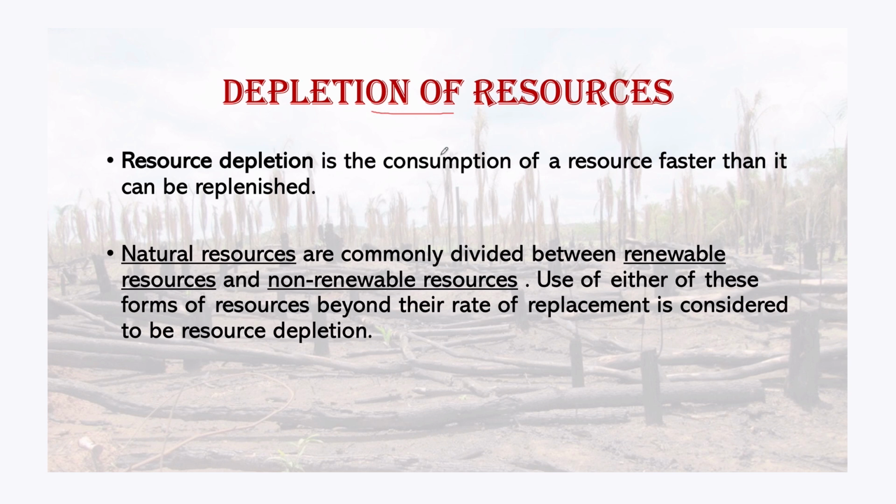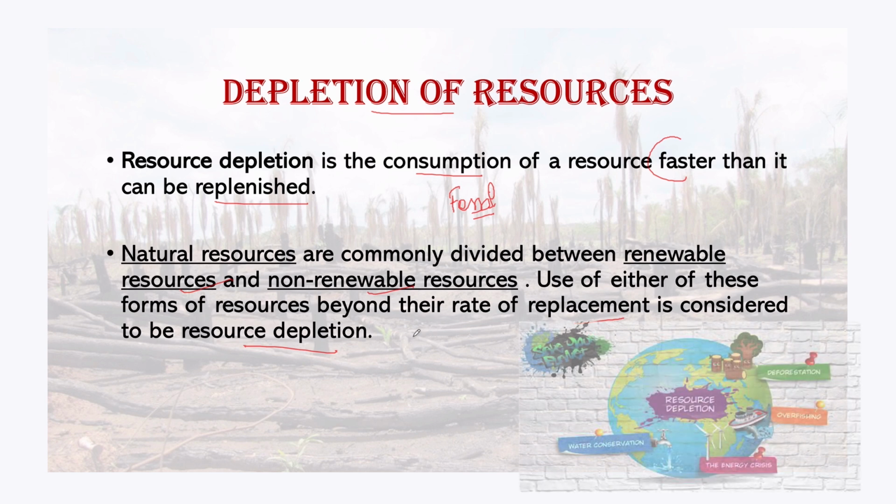Resource depletion is basically the consumption of resource faster than it can be replenished. For example, if we are using fossil fuels, we are using them at a rate which is faster than it can get replenished, because it takes millions and millions of years to form fossil fuels. Now, natural resources are commonly divided between renewable resources and non-renewable resources. Use of either form of resources beyond their rate of replacement is considered as resource depletion. So, if it goes on like this, we will end up with our natural resources soon.